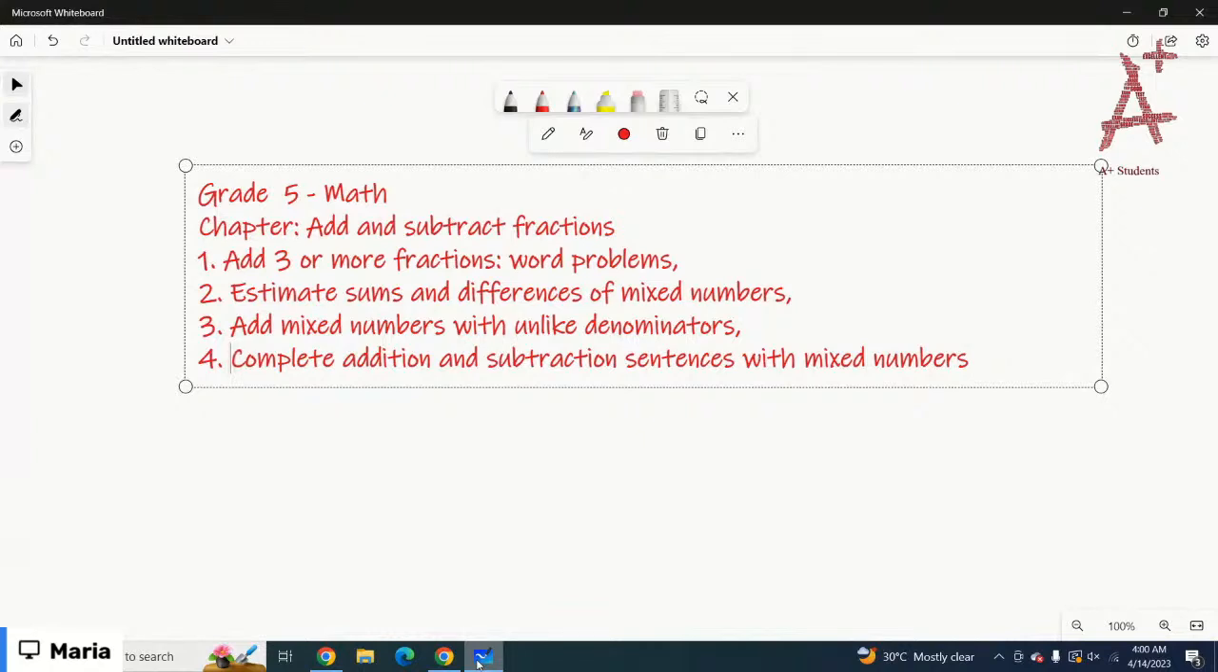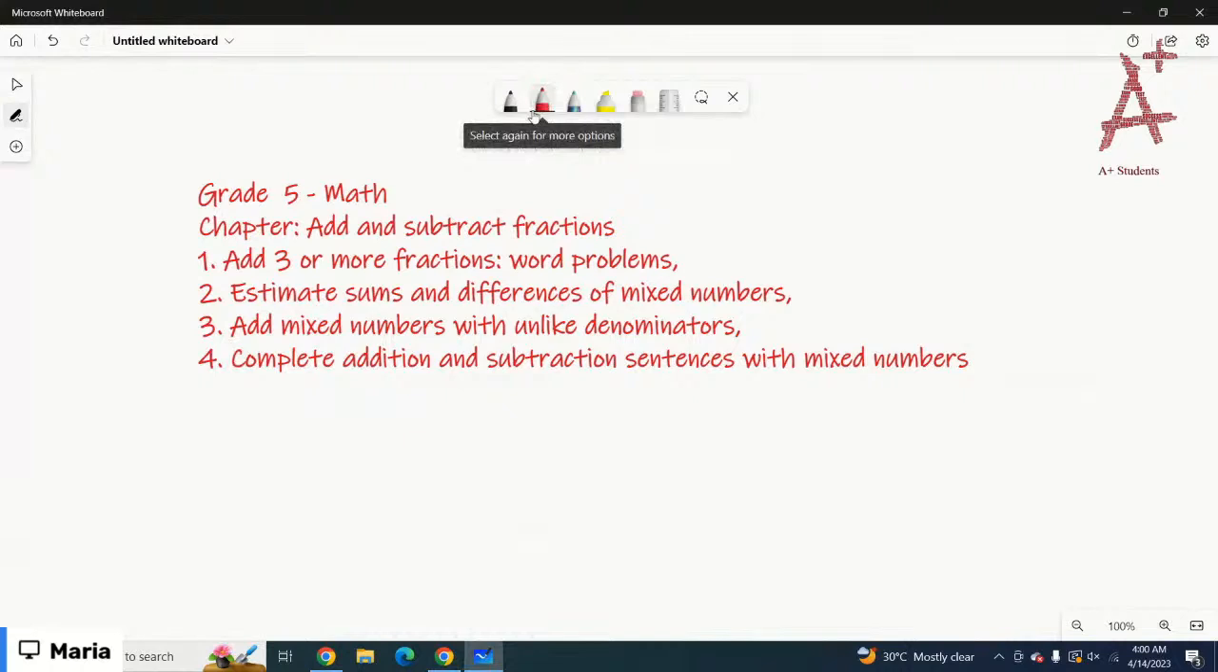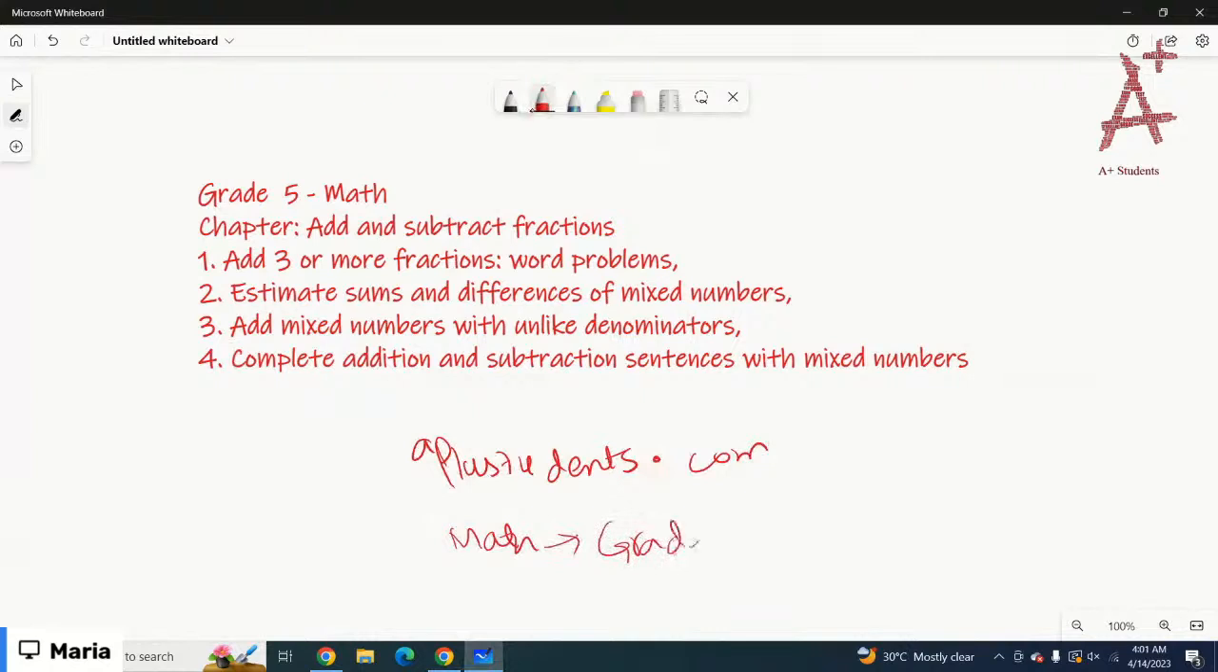So we're going to start with grade 5 maths. You can find all the lessons on aplusstudents.com. You have to log in there using your email address and the password provided by the administrator. Then you have to select maths from the subject tab, scroll down to grade 5 and then click on your lessons.